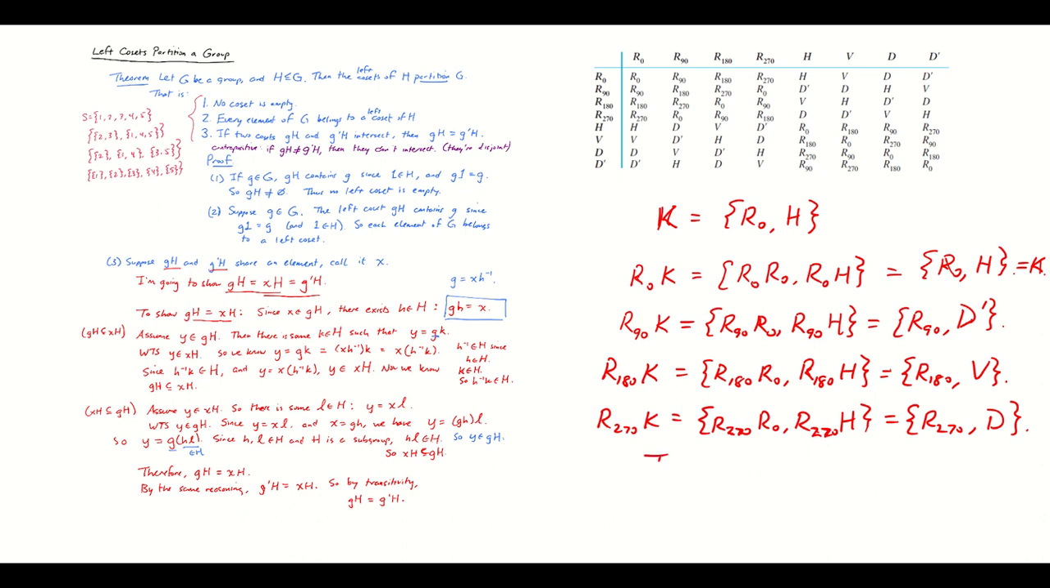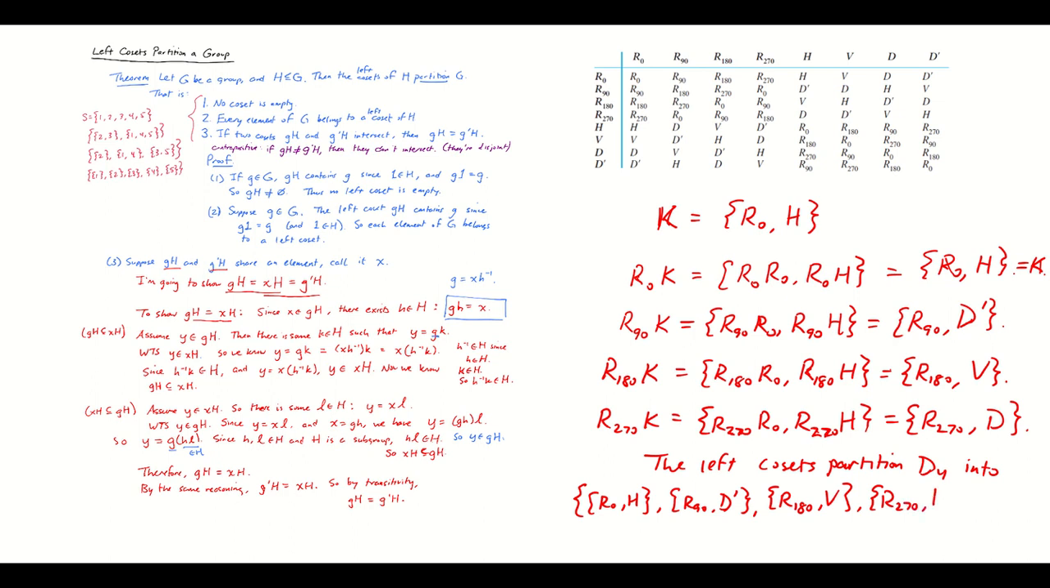So in this case, the left cosets partition D4 into this partition: R0H, R90D prime, R180V, and then R270D. And those account for all 8 elements of the group, and every element is there exactly once. That is, all these subsets are disjoint from one another.